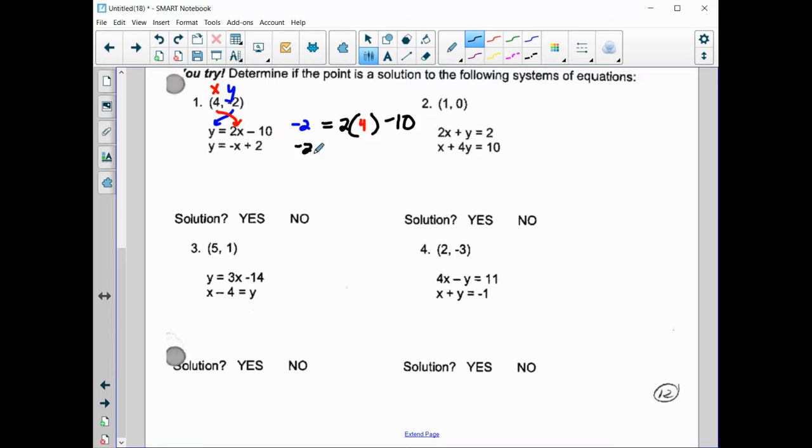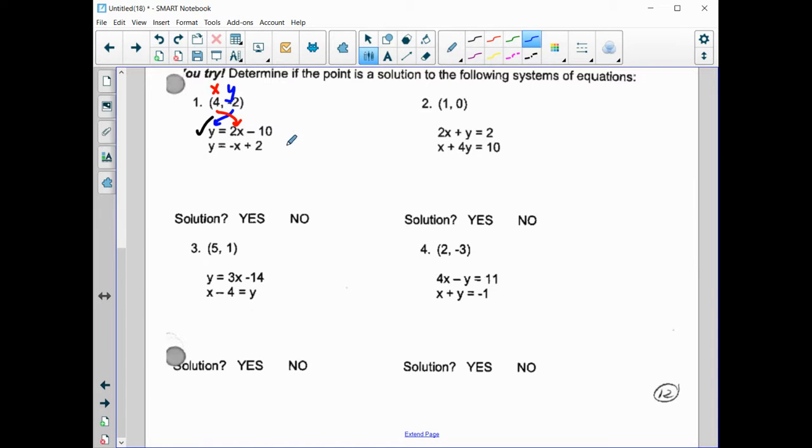I'm literally just taking this equation and rewriting it, and I'm looking to see if it's true. So -2 equals 2 times 4 is 8. 8 minus 10 is -2, so it's a true statement for the first equation. And if it's a solution, it needs to work for the other equation as well. So let's check the bottom equation by plugging in 4 for x and -2 for y.